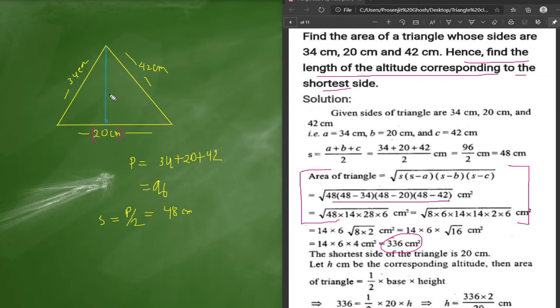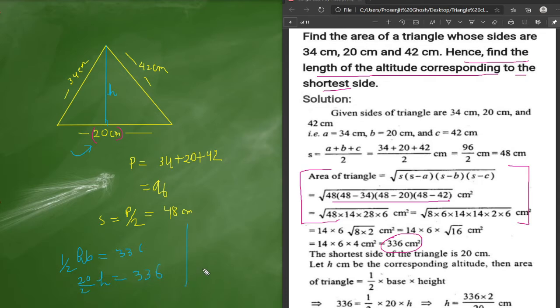So I'm marking that with height h. Now I told you for arbitrary triangles we can also apply half h into b. In our previous class I told you that. So instead of this you can actually put half h into b. Now we know the area, right? And that area is 336. And this base is also known to us, that is 20. So that is 20 by 2 h equal to 336.